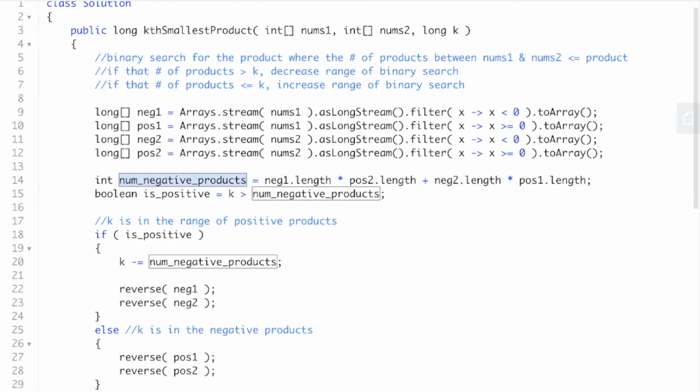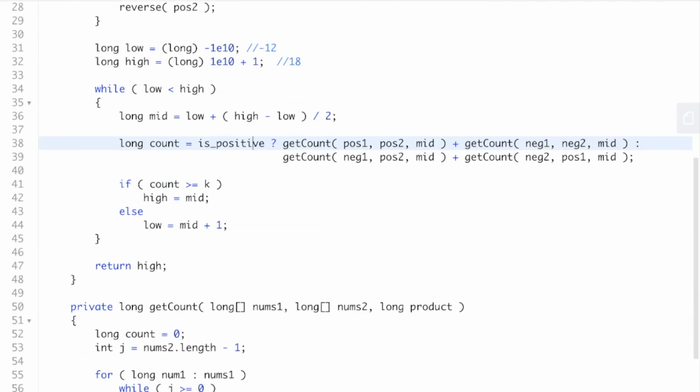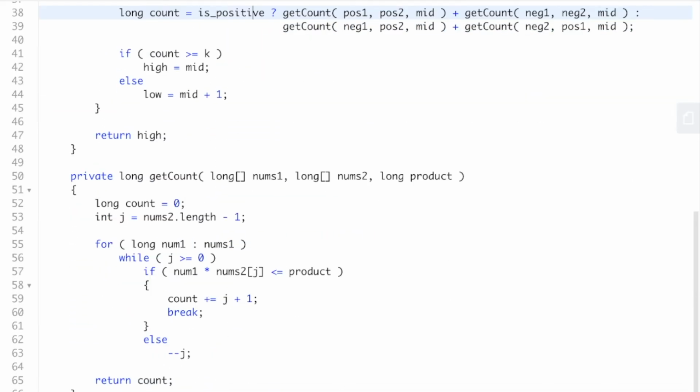I know there was something else. Oh, and then reverse. So we could just reverse the parts that we want in the original nums1 and nums2, assuming that we were allowed to modify the input. And I think what else was there? I'm pretty sure there was one more thing. Oh, we could break out sooner in here.